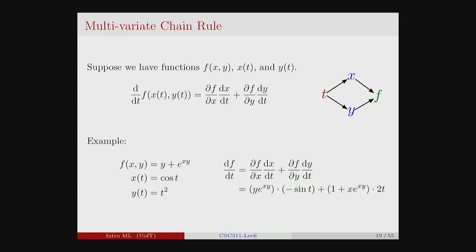So for this particular example, we're just showing what happens when x is equal to cosine of t, y is equal to t squared, and f is equal to y plus e to the xy. If you were to apply this formula, df/dx is equal to y times e to the xy. dx/dt is negative sine of t. df/dy is 1 plus x e to the xy. So that's the derivative of f with respect to y. And finally, the derivative of y with respect to t is just 2t. So that's how you would apply the multivariate chain rule if you were back in calculus class.